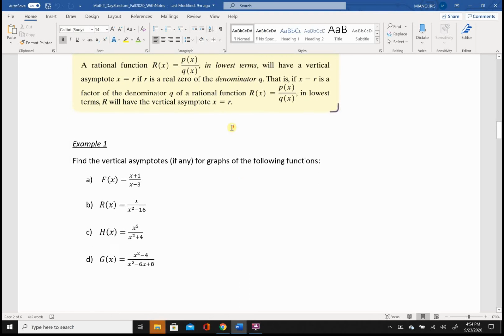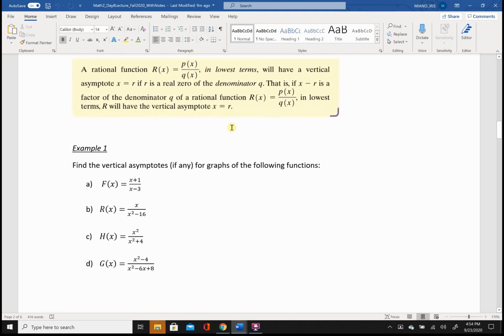Okay, so then let's see if we can determine for a few examples, and these are going to be relatively quick, rapid fire here. We are just being tasked with finding the vertical asymptotes, if any, for the graphs of the following functions, f of x, r of x, h of x, or g of x. So let's start with part A, and notice that the denominator is a very simple binomial, two-termed polynomial of first degree. So figuring out when this guy is going to be equal to 0 will be a cakewalk for us.